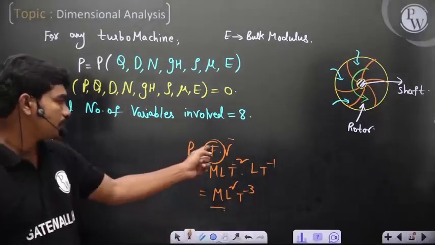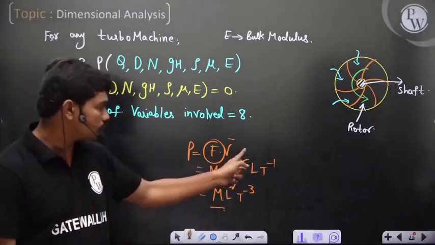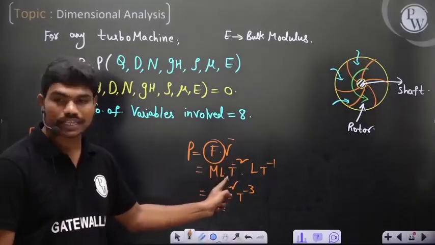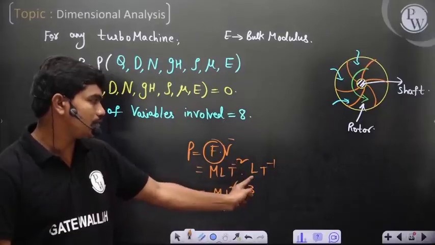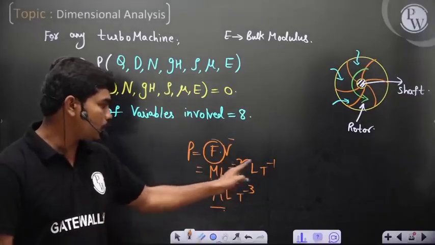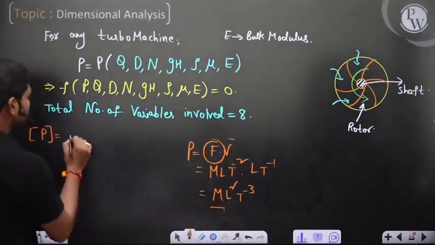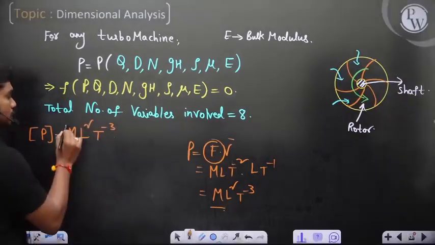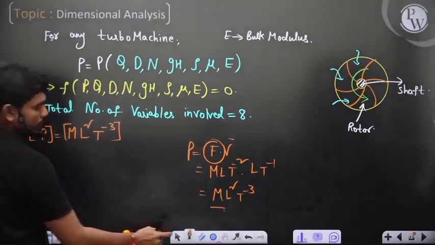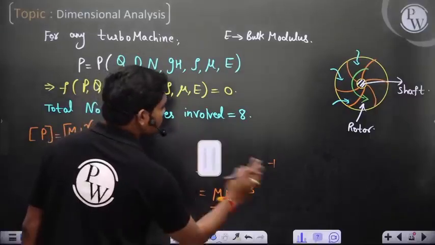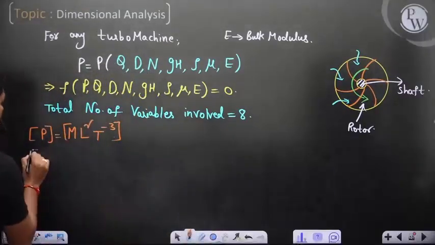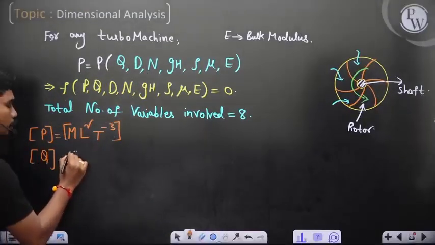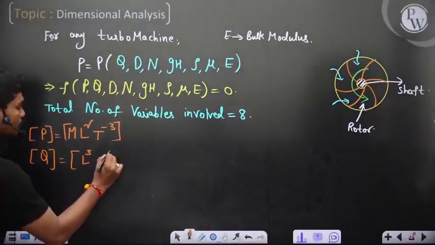So normally power can be written as force into velocity, and force can be written as mass into acceleration, meters per second square, into velocity, meters per second. So m L into L square t power minus 3. So this is m L square t to the power minus 3 is the dimension of this. Okay, then fine. So next, what about discharge Q? So Q is meter cube per second. So L cube t power minus 1.